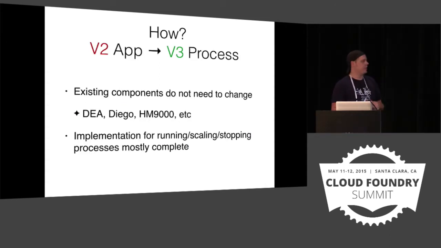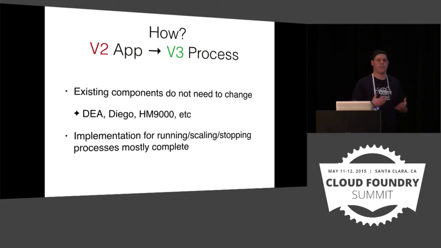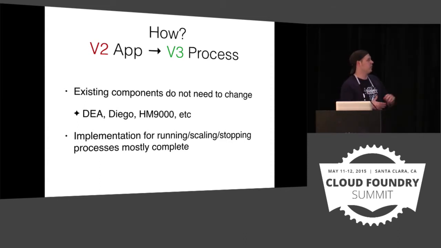And the reason that's important is it means we can isolate our changes inside the Cloud Controller code base. We don't have to change DEA, Diego, HM9000, all that health management stuff. They're still going to know how to run a process, which was V2 app. So that's kind of nice for us. So running, scaling, and stopping are all basically done.